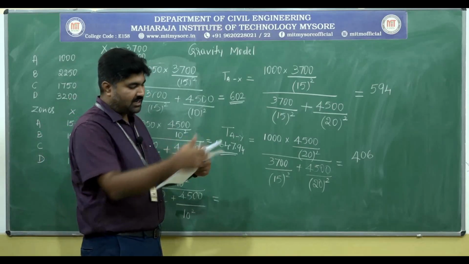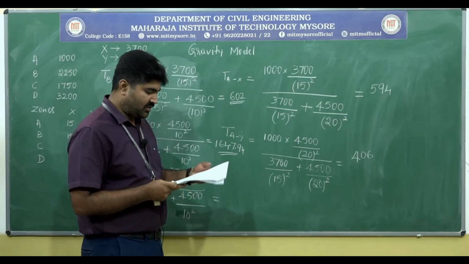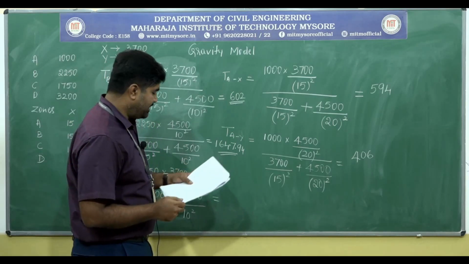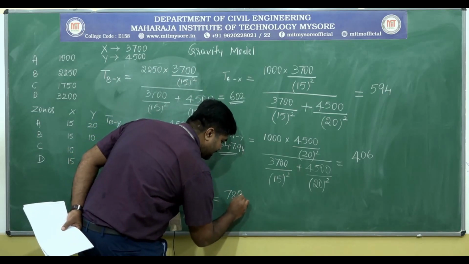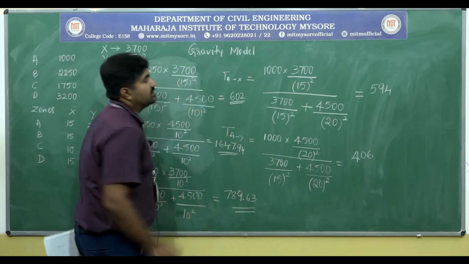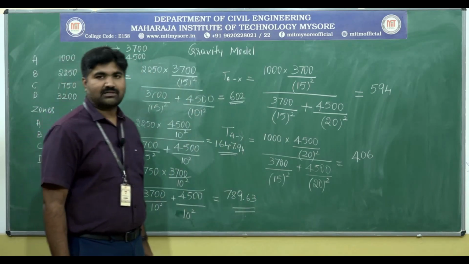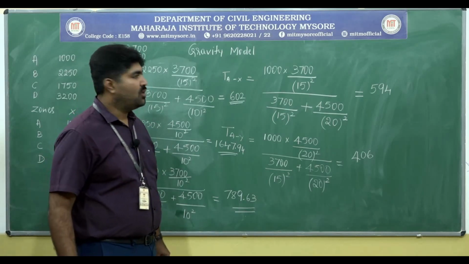I have calculated the values, so I am writing. You have to calculate that. It is 789.63. Next, you have to calculate for C2Y.